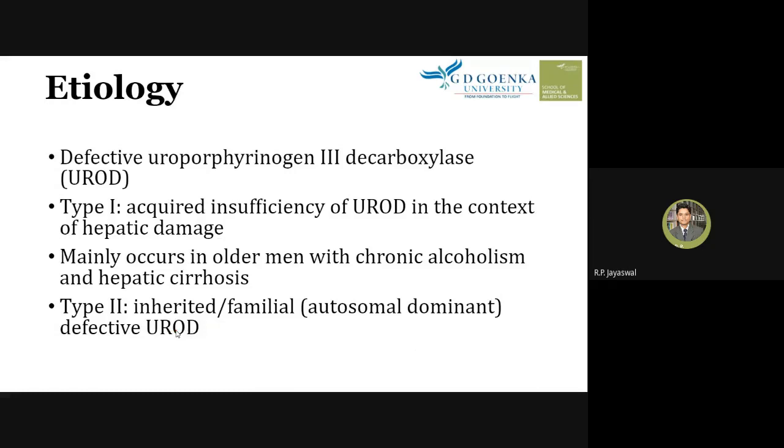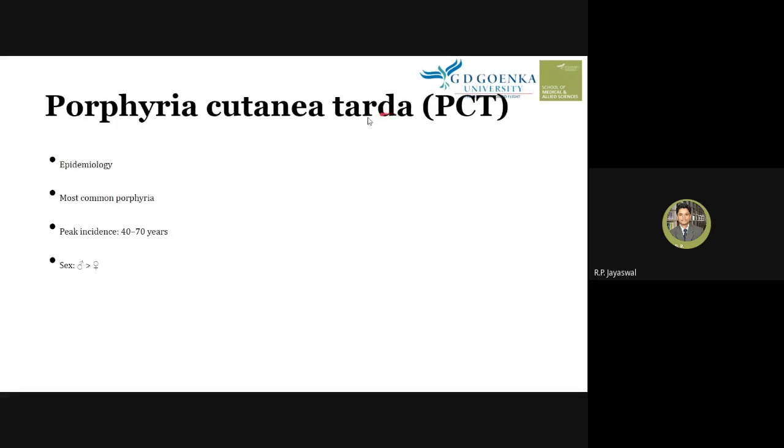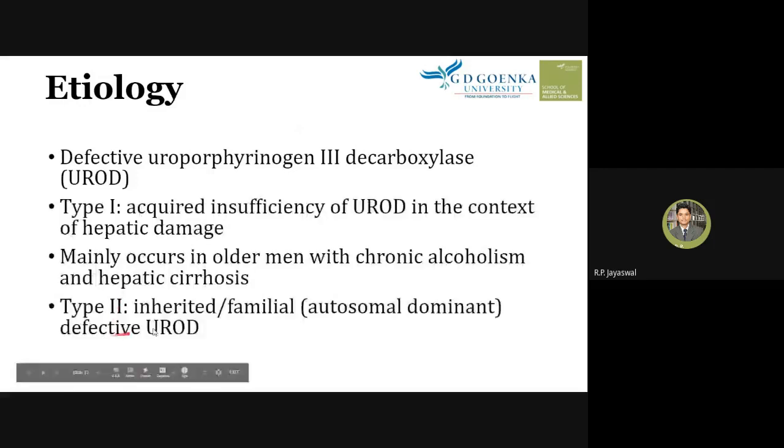I hope there is no problem with etiology. Yeah, you will have understood how this PCT, that is Porphyria cutanea tarda, occurs, what are the causes. So we have studied the two causes. Type 1 is acquired type of cause, and type second is inherited type of defect. So acquired defect is because of the hepatic damage. Inherited is because of some familial defect in the gene which produces UROD.